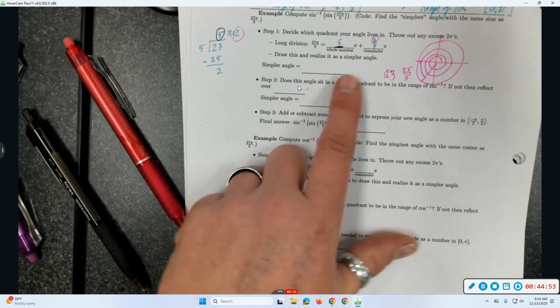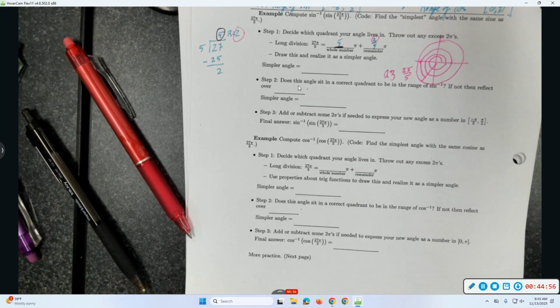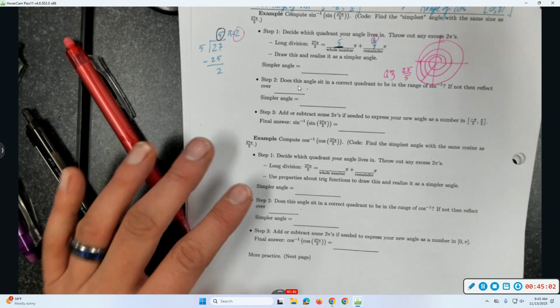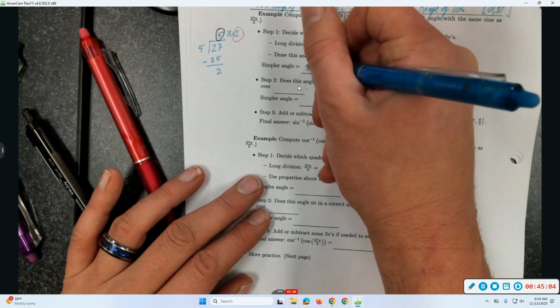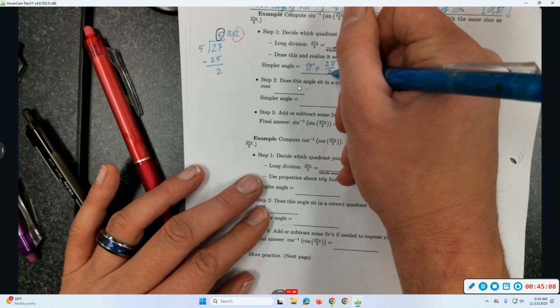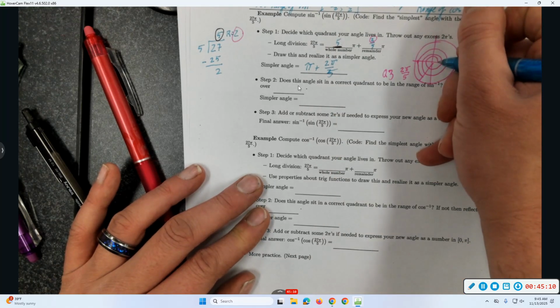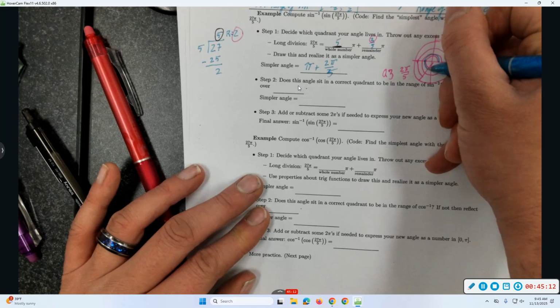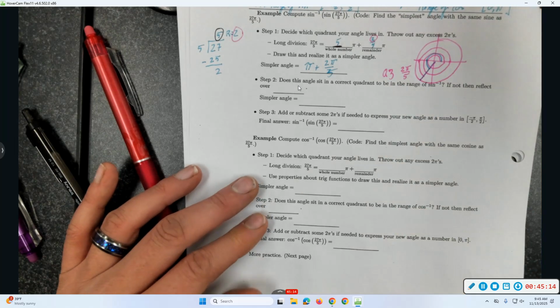Alright, so first things first. Let's throw out the extra 2 pi's, right? There's a 4 pi I could get rid of. So I could rewrite this as instead just pi plus 2 pi over 5, because that would just be going forward by pi and then a bit more. Alright.